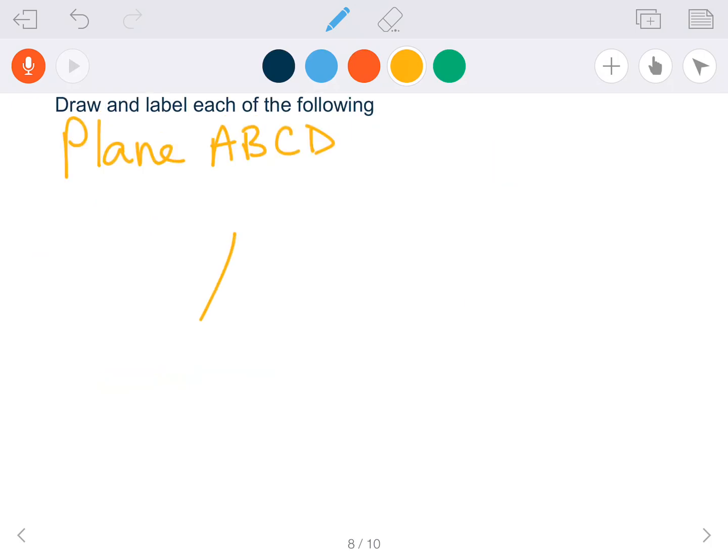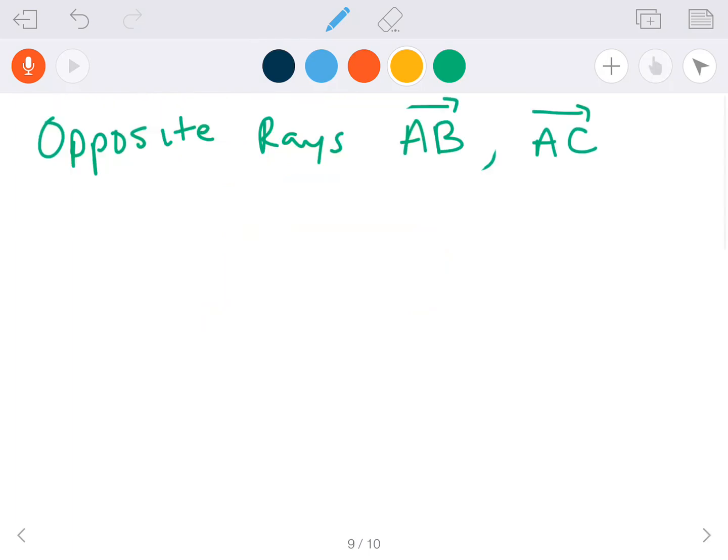Draw and label plane ABCD. A plane is a four-sided figure where we know it extends in all directions. If we have 4 points in the plane, we just need to place the 4 points anywhere in the plane. 3 of them cannot be on the same line. So it would be impossible to connect those 4 points on the same line. There's a diagram of plane ABCD.